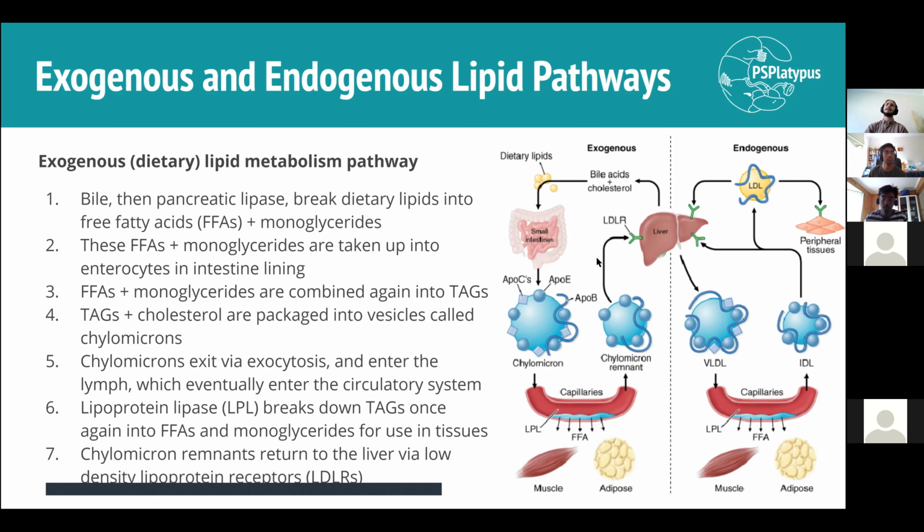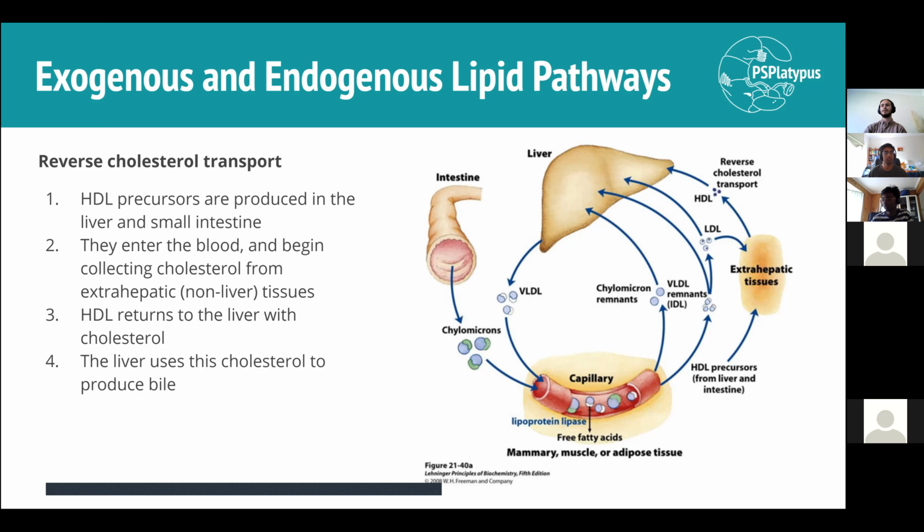Okay, and the third pathway, once again, don't get scared by the diagram. So we have reverse cholesterol transport. So as I was saying earlier, you have the low-density lipoproteins, which transport cholesterol to tissues outside of the liver, extrahepatic tissues. So you can see we've got this low-density lipoprotein with cholesterol that's delivering cholesterol to extrahepatic tissues. But what if we have too much cholesterol? Well, then we do something called reverse cholesterol transport. And that's where high-density lipoprotein comes in.